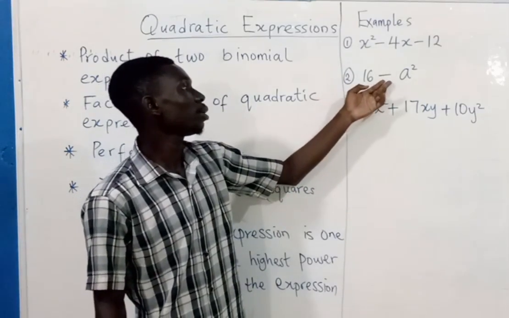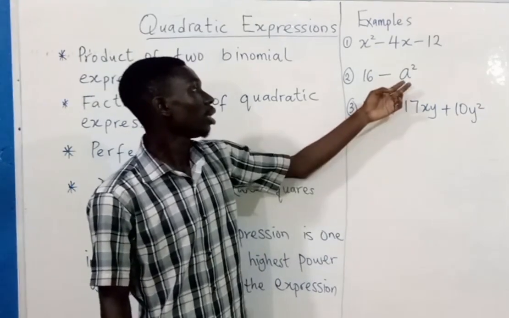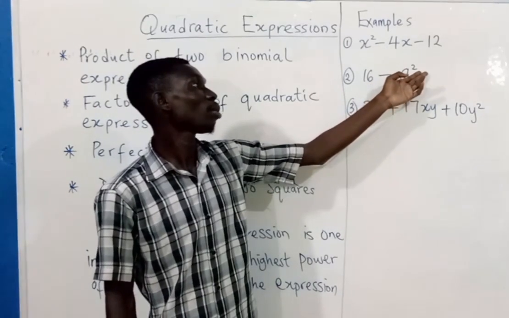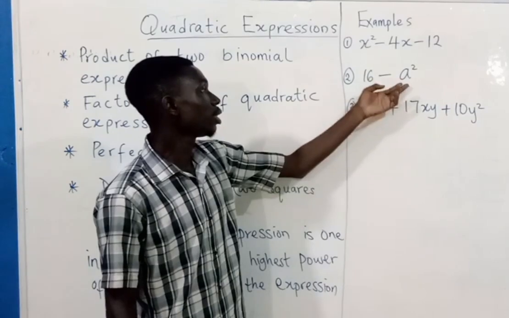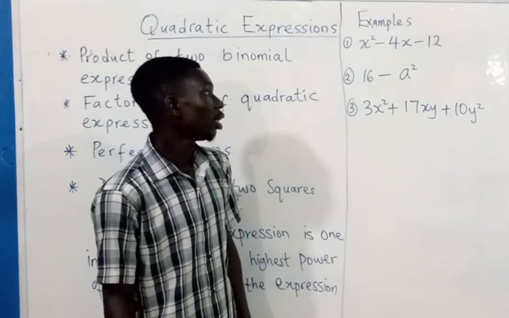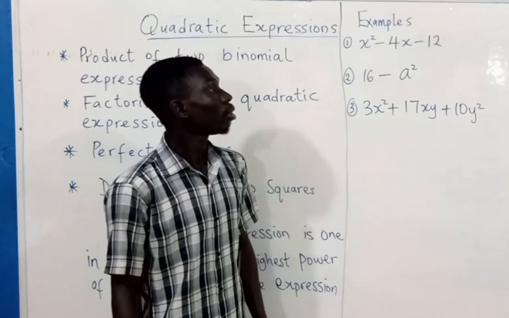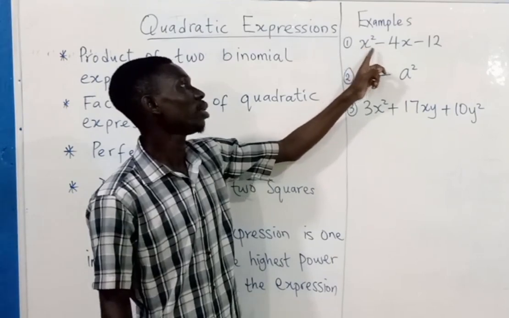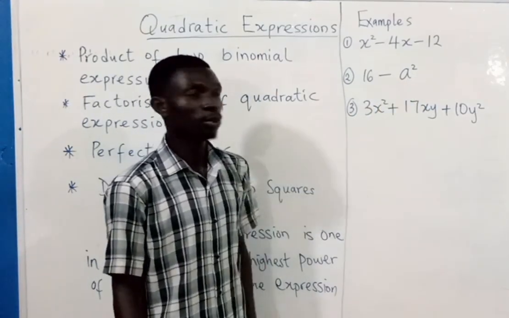Example 2 is 16 minus a squared. Here a is the unknown, the variable, and the highest power of this unknown is 2. So this is also a quadratic expression. Example 1 and example 2 are quadratic expressions in one variable. They just have one variable. These have only s in the expression, and these have only a in the expression.